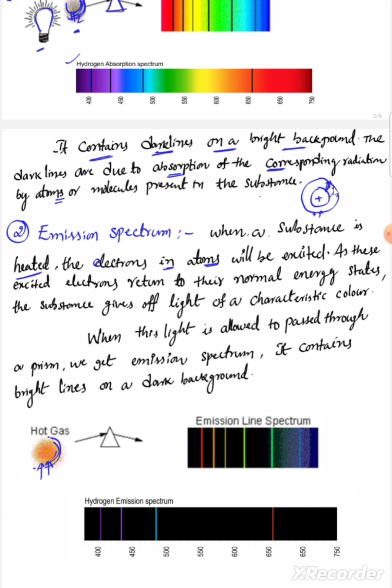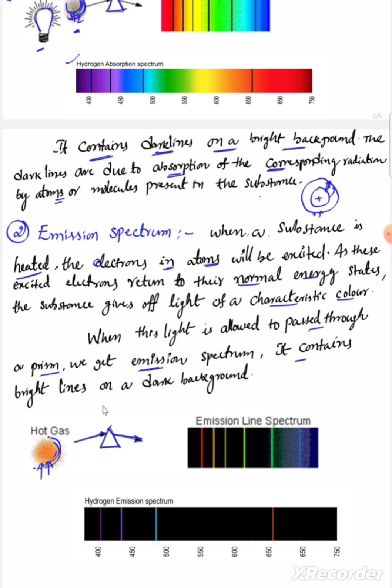These are unstable. When they get back, these excited electrons return to their normal energy states. Substances give off light of characteristic colors. This energy is emitted when electrons fall from a higher level to a lower level. When that energy is allowed to pass through a prism, we get one spectrum. This is the emission spectrum.